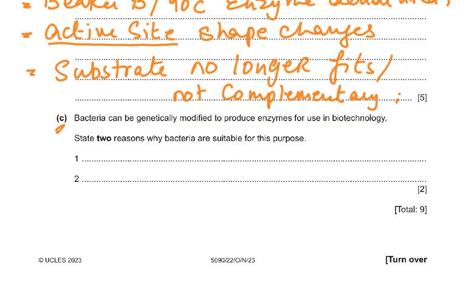Coming to the last part of this question, bacteria can be genetically modified to produce enzymes for use in biotechnology. State two reasons why bacteria are suitable for this purpose. Now, this is of course a syllabus point. If you look at it in the syllabus: there are no ethical concerns, the presence of plasmids, bacteria reproduce very fast, or they have a very high growth rate, and then they divide by binary fission, and they're genetically identical. They are easy to grow, and they're able to make complex molecules. The exact points of the syllabus.